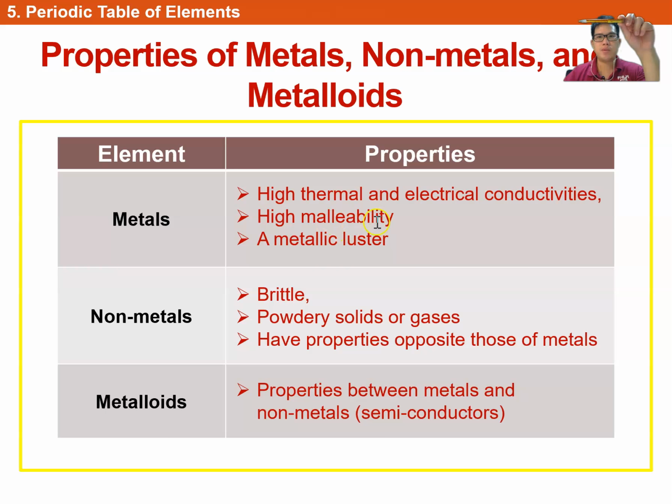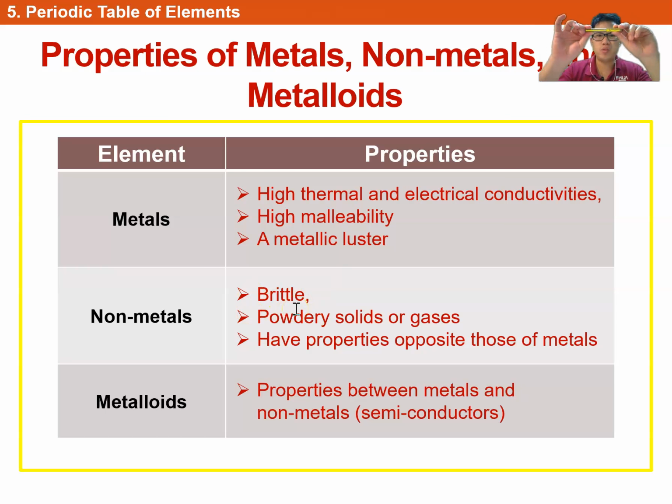High malleability again means that it can bend the shape. Metal can bend the shape. Of course you need a lot of force, but it still can bend the shape. It won't break. Metals also have metallic luster, very shiny.